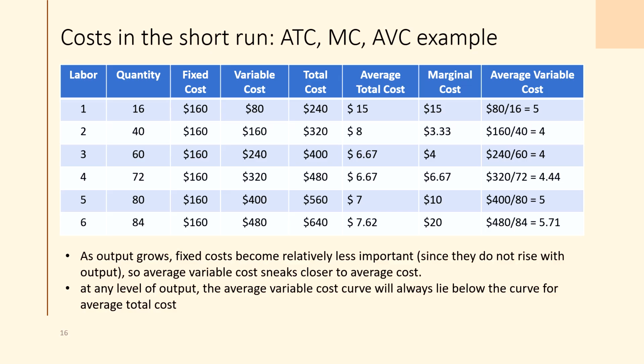Now let's calculate average variable cost. Average variable cost equals variable cost divided by quantity. For example, when variable cost is 80 and output is 16, average variable cost is 5. As output increases, average variable cost initially decreases but eventually rises. We also observe that the average variable cost is always below average total cost because total cost includes fixed cost.